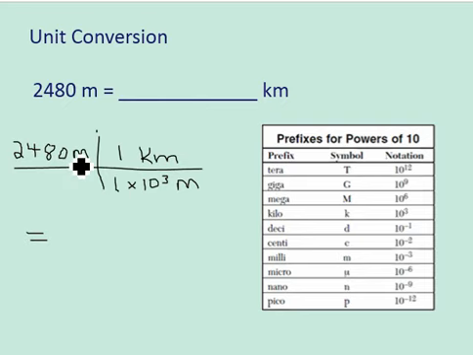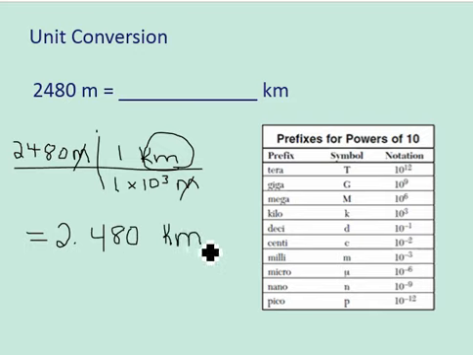So I start with this guy up at the top. Whatever I want to cancel out, I put down the bottom. So when I actually multiply these across, my meters and my meters will cancel out, and I'll be left with that unit of kilometers. Now all I have to do is the math. The 2,480 times 1 divided by 1 times 10 to the third would give me 2.480 kilometers as my conversion.